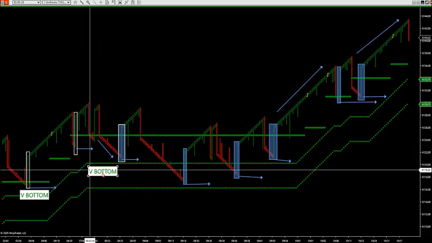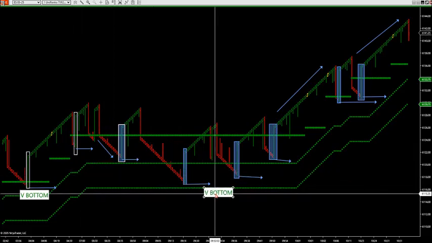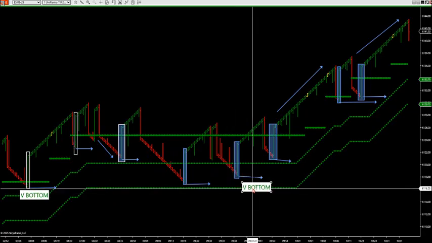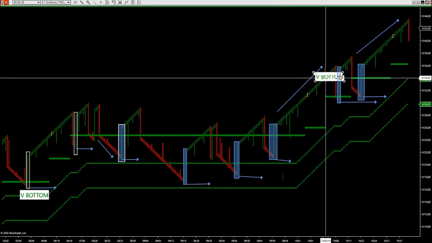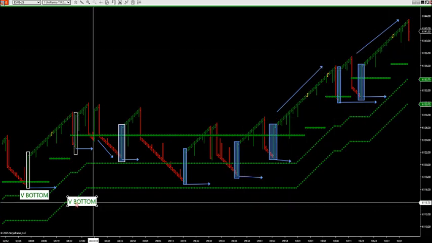So target one hit, runner stopped out. Target one hit, runner stopped out. Target one hit, runner stopped out. And then the big explosion. How do we project these big explosions with the liquidity grab trader?